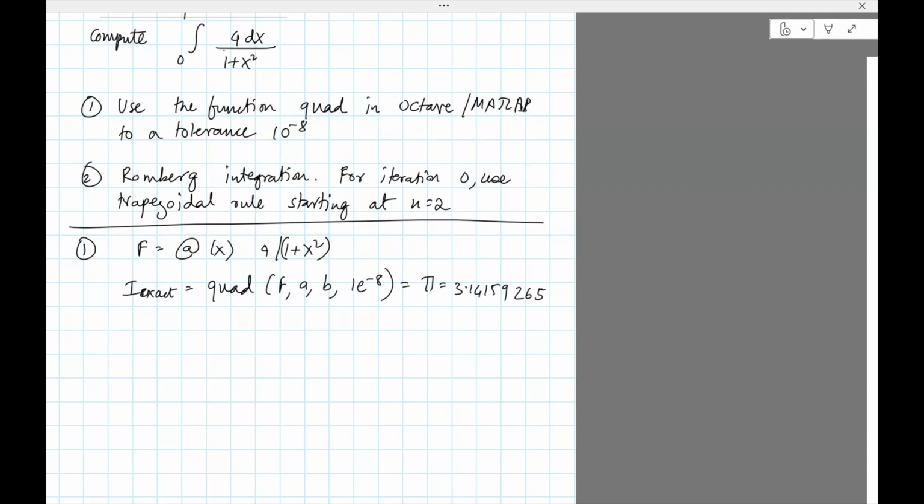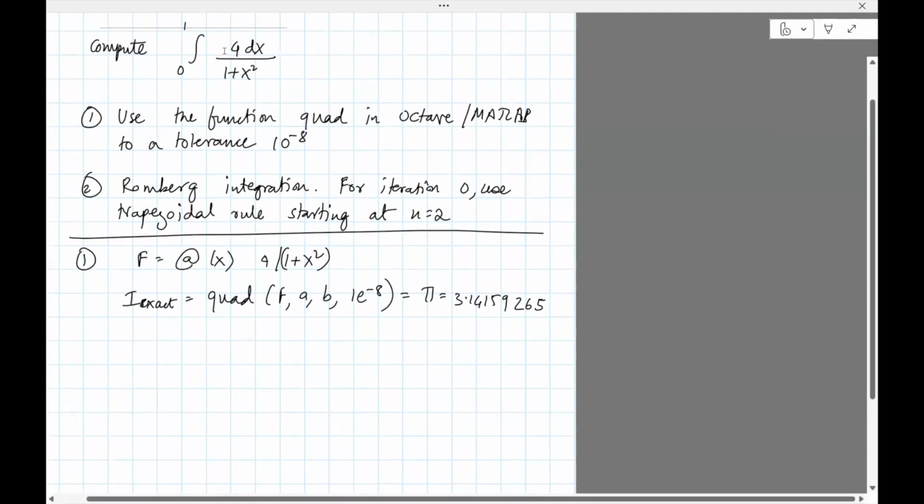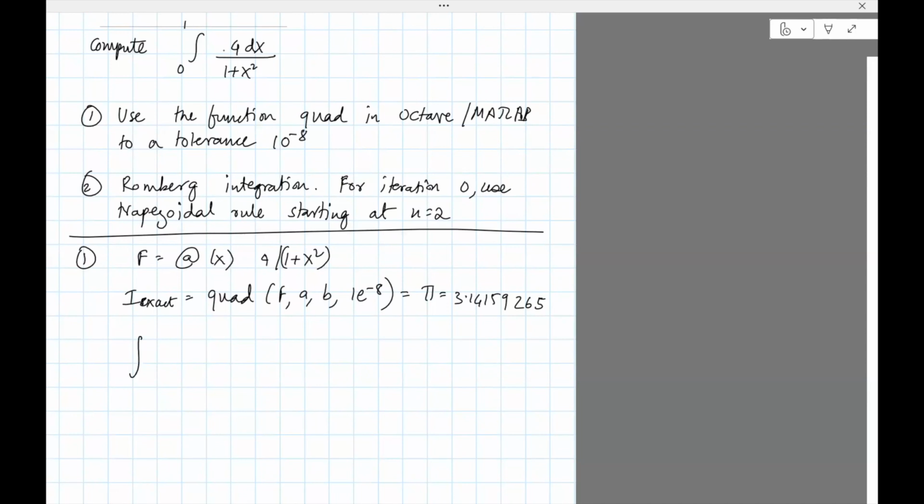So it turns out that you can actually integrate this equation analytically. Do you know what the integral of 1 divided by 1 plus x squared is? When I was in high school, I had to memorize that. It is tan inverse of x.